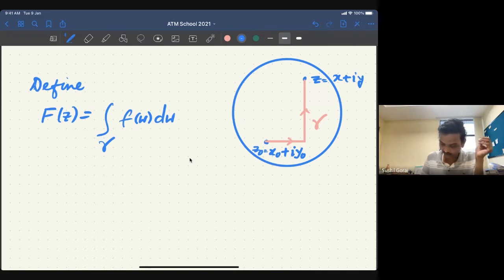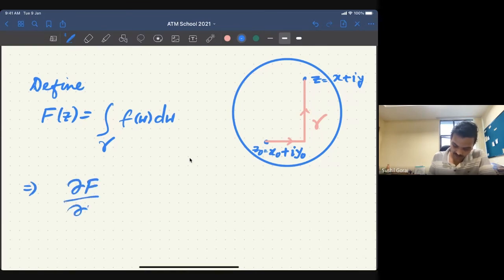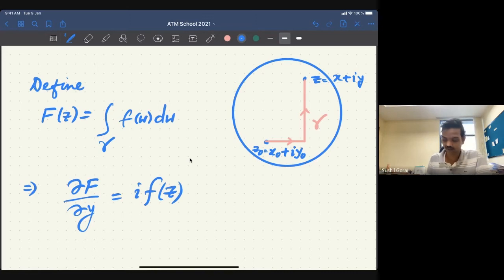Well, here you go this way. This is actually constant, and this part depends on y. So here you recall the path independence theorem, which we proved yesterday. That from here you will get this del f by del y is i f z. So looking at this vertical line.